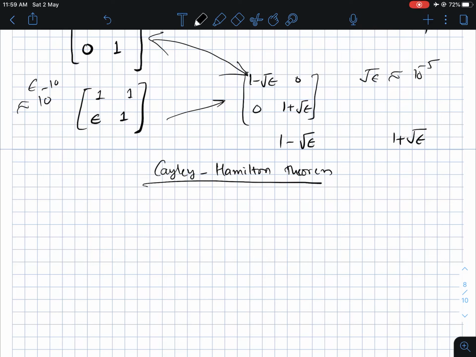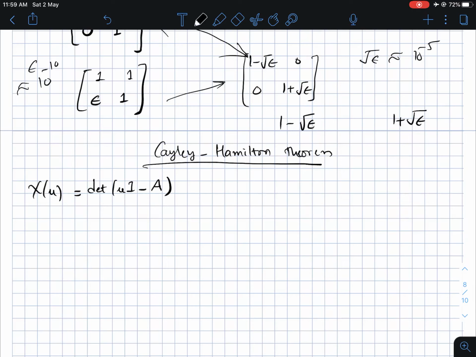theorem. So we all know what the characteristic polynomial of a matrix is, right? So we have det of mu I minus A. Okay, that's the characteristic polynomial of A. Let's denote it by chi of mu, for the purpose of this lecture at least. Okay, this is the characteristic polynomial.